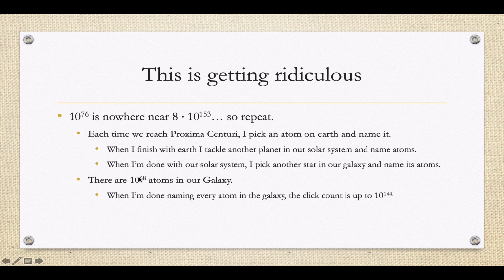There are 10 to the 68th power atoms in our galaxy. I know how long it takes my stack of dollars to get to Proxima Centauri, so I know how long it takes me to name one atom. If I know how many atoms I have to name, I can multiply those together to figure out how long it would take, and then I can use the rate at which people are clicking to figure out how many clicks I have. Trust me, my click count is up to 10 to the 144th power at this rate.